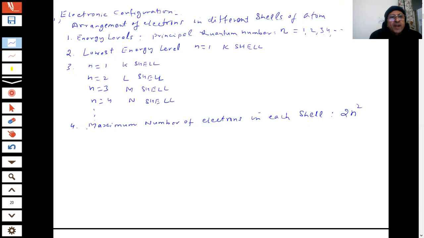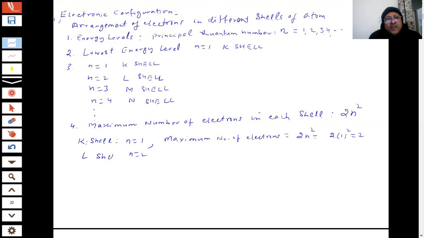That means, students, for the K shell, n is equal to 1. So what will be the maximum number of electrons? Two electrons can live in the K shell: 2n square means 2 into 1 square, which is 2. And if n is equal to 2, students, how many electrons can live in the L shell? The maximum number of electrons will be 2 into 2 square, which is 8.